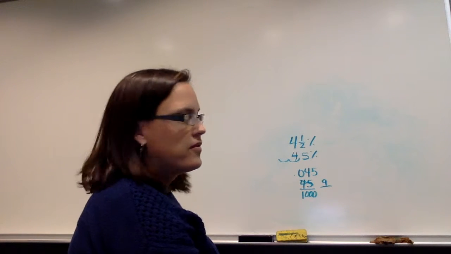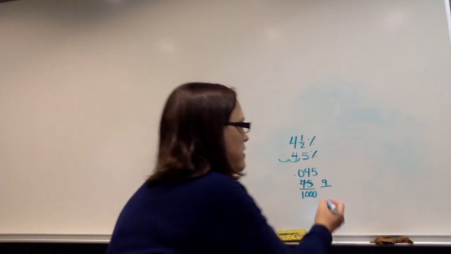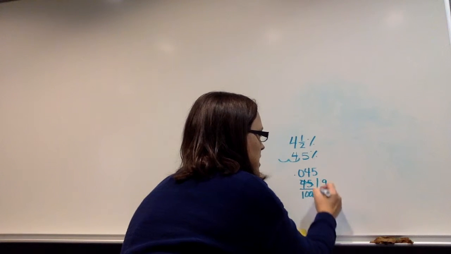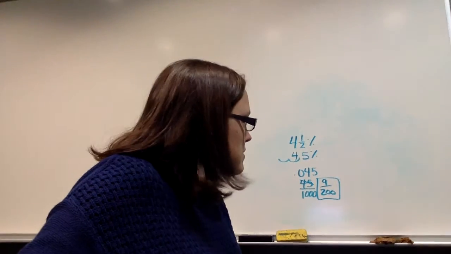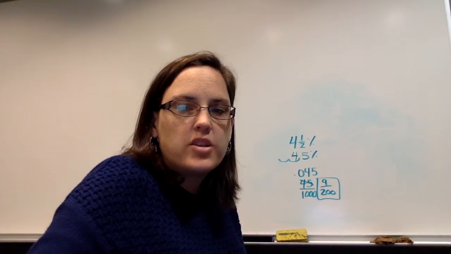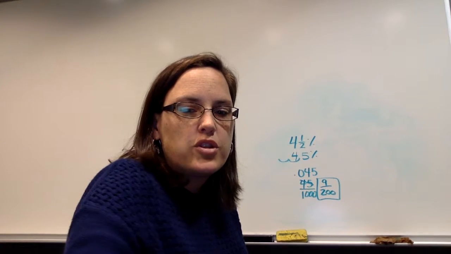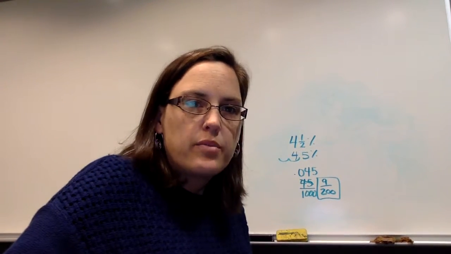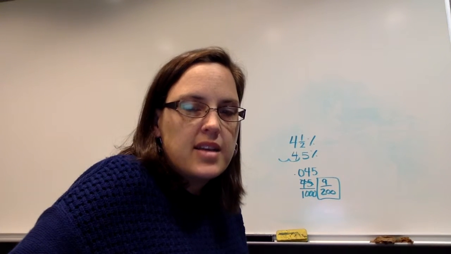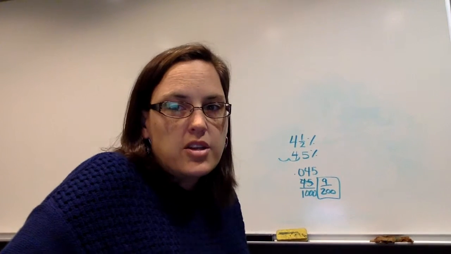And 1,000 divided by 5 is 200. And you can go ahead and check on your calculator. If you type in 9 divided by 200, then you should get the decimal 0.045, and if you change that to a percent, it's 4.5%. So that's a strategy that's not shown in your textbook.